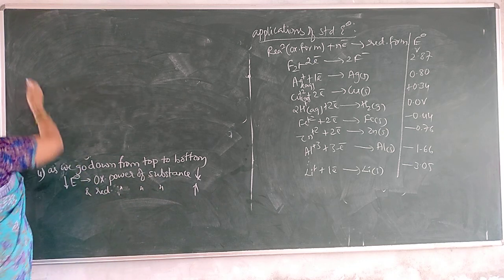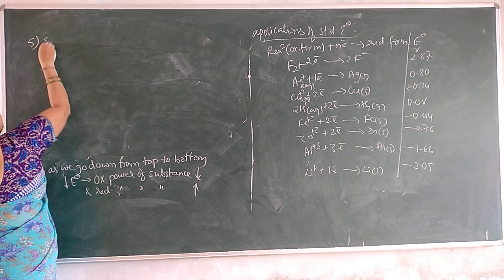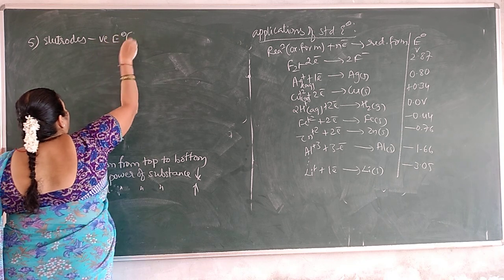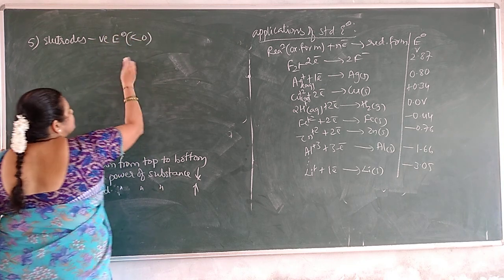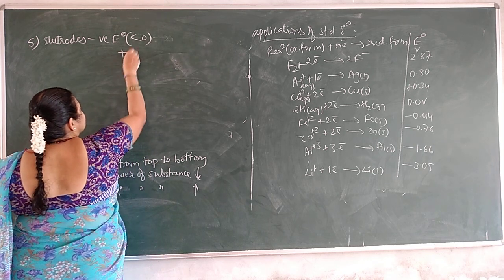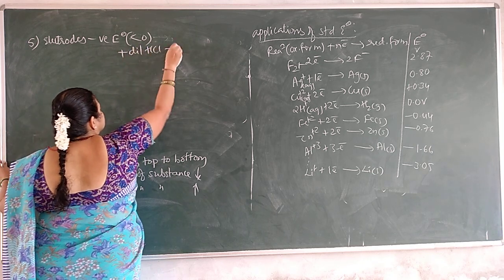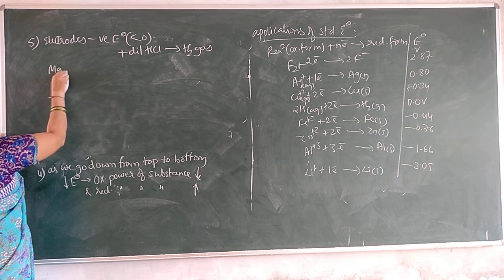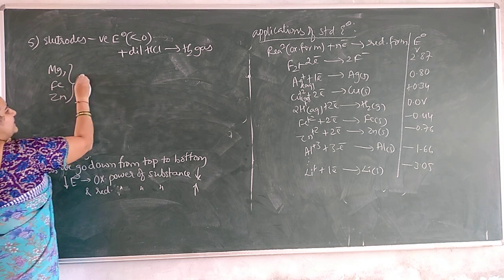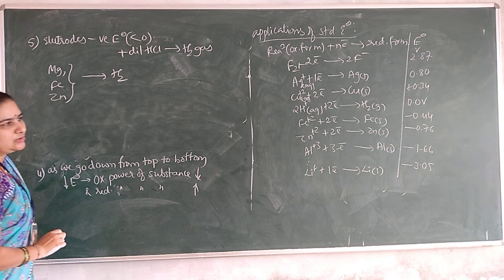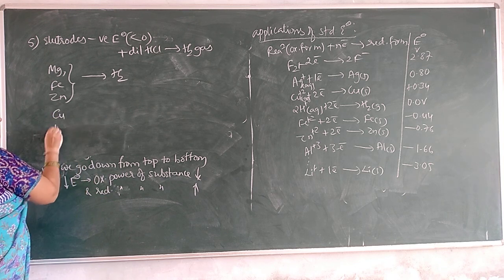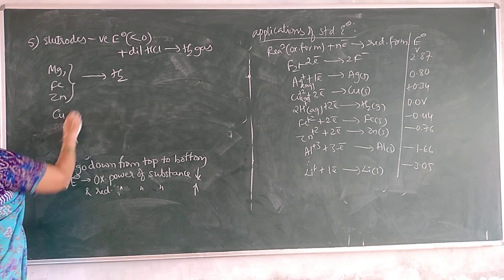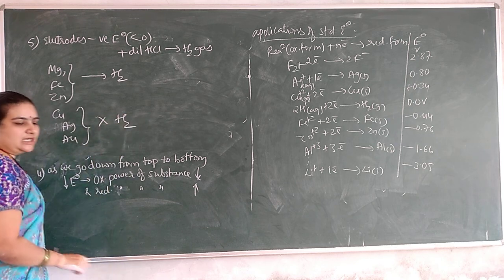The fifth property: electrodes with negative electrode potential, or less than zero, when placed in dilute acid solutions, liberate hydrogen gas. Metals like Mg, Fe and Zn will liberate hydrogen gas from the solution, whereas metals like copper, Ag, Au will not liberate hydrogen from the solution.